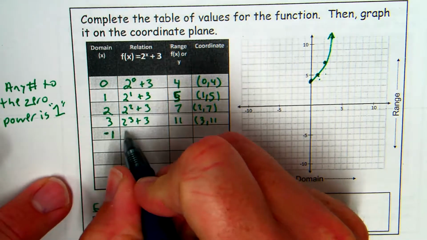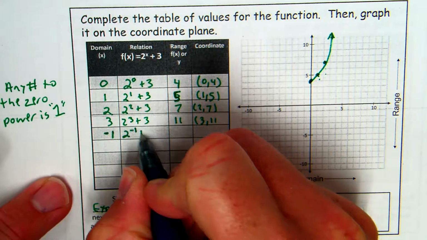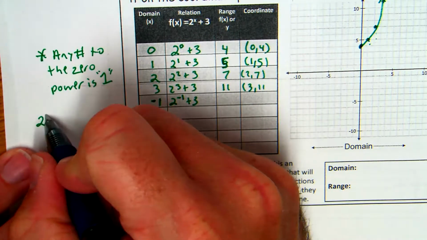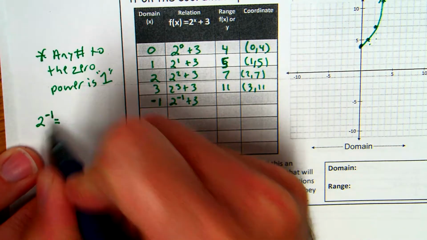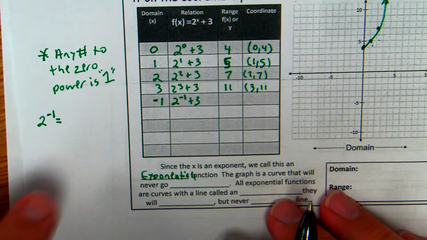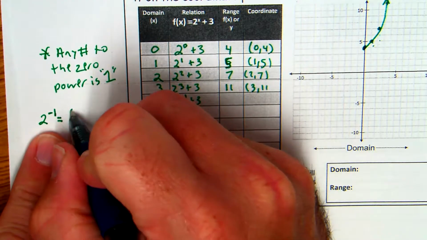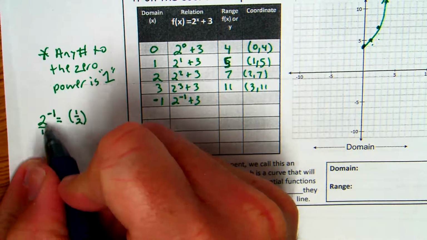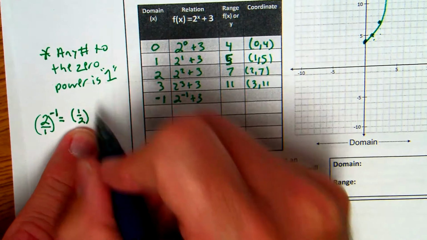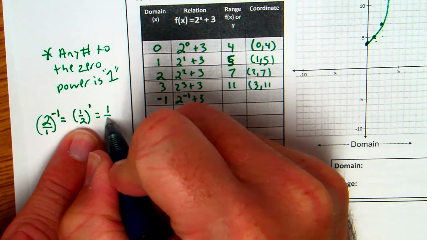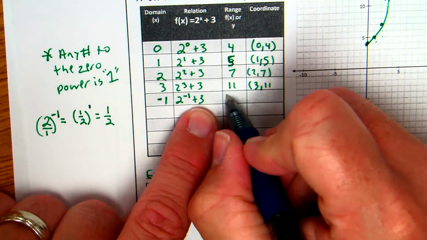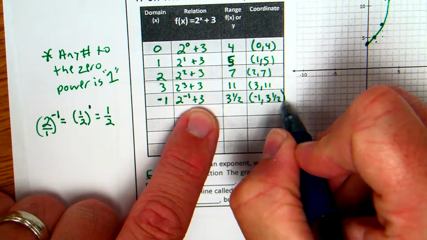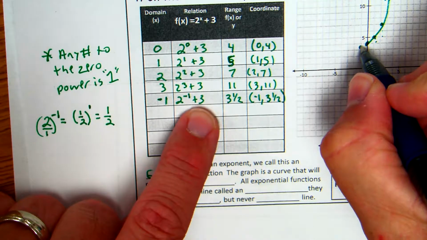If x is a negative 1, a lot of my students struggle with 2 to the negative 1 power. Do you know how to do that? If we think back to our rules for exponents, a negative exponent tells us to use the reciprocal of the base. Remember, this is 2 over 1, so the reciprocal would be 1/2 to the first power. 1/2 plus 3 is 3½. Negative 1, comma, 3½. I'm going to go ahead and put a dot here at 3½.